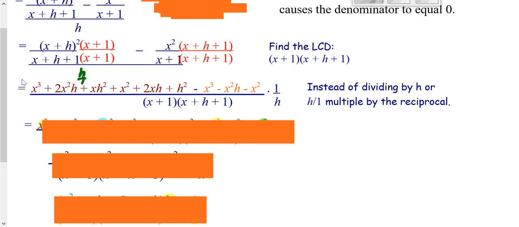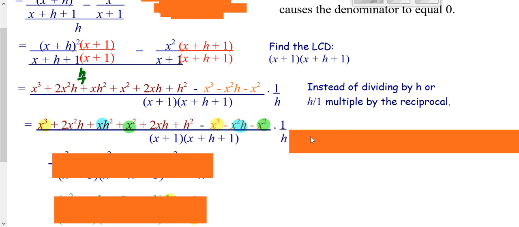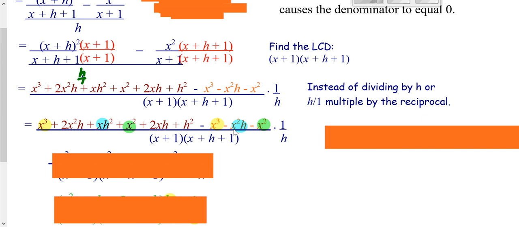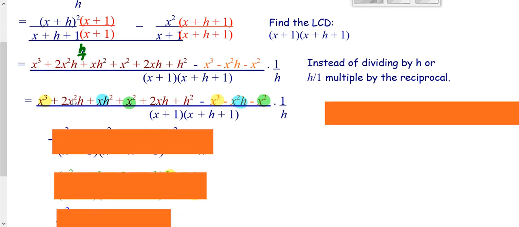So now we're going to look at the top and we're going to start combining like terms. You'll notice that you're going to have your x cubes. They're going to cancel because one's positive, one's negative. Your xh squared are going to cancel because one's positive, one's negative. Your x squareds are going to cancel because one's positive, one's going to be negative. So I'm going to write what's left, which happens to be all these three brown things.